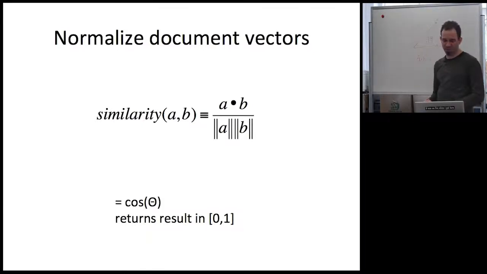Yeah, so it's the same thing. It gives you a result in 0, 1. And in particular, when the angle is 90 degrees, cosine of 90 degrees is? Okay. This has a geometric interpretation in terms of your vector space.